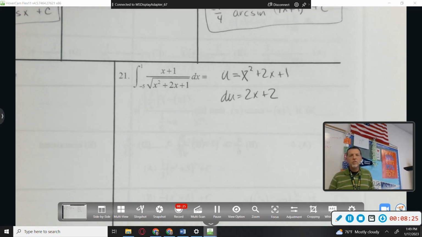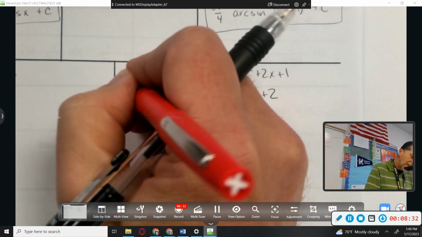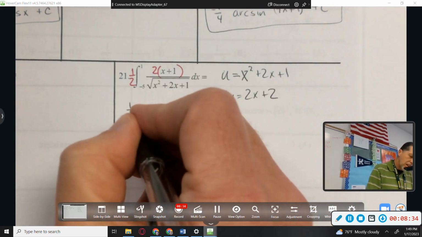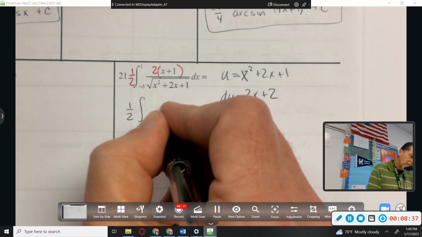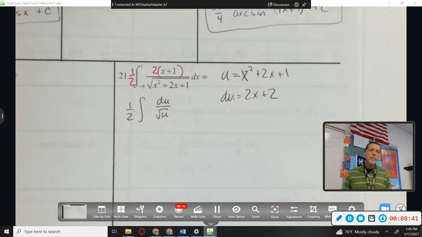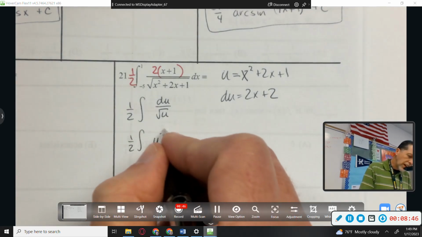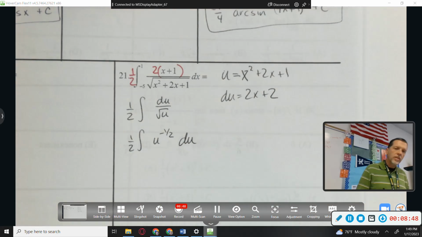So would you say that's working out or not working out? Working out, I would say so. Because if I put a 2 up there and a 1/2, then I've got du over the square root of u, which is u to the -1/2 du. Do you want to bail on this problem and go to another, or keep going?